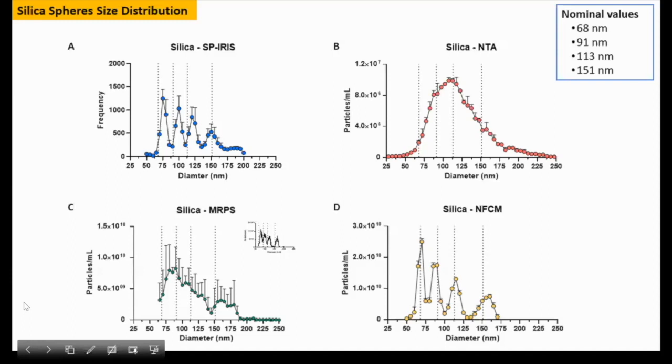Beginning with SP-Iris, 4 distinct populations were detected with diameter modes around 70, 100, 120, and 150 nanometers. Moving to NTA, which detected a broad population with a diameter mode of around 105 nanometers. MRPS could resolve 4 distinct peaks for each individual cartridge, which is depicted by this inset in the upper right-hand corner of the graph.